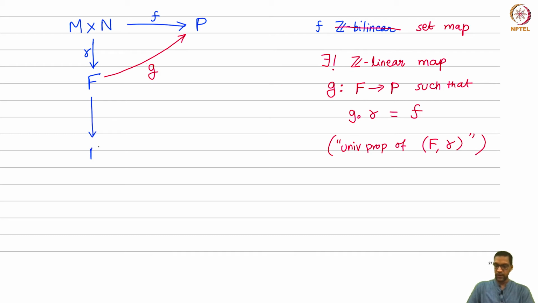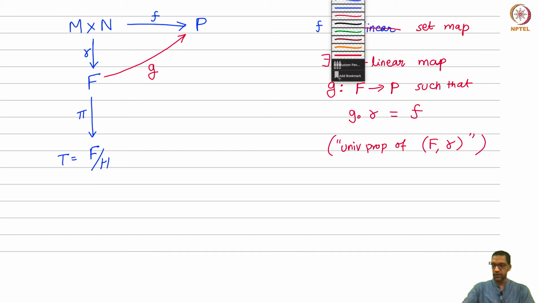Now recall F mod H is what is T. This is a projection map. Now forget about the top part of the diagram. Let's only focus our attention on just this portion. Just look at the arrows in red. I have the arrow pi and I have the arrow G. And what was the universal property of the quotient F mod H? If I have a group homomorphism from F to P whose kernel contains H, then I know that there exists a unique map from F mod H to P.